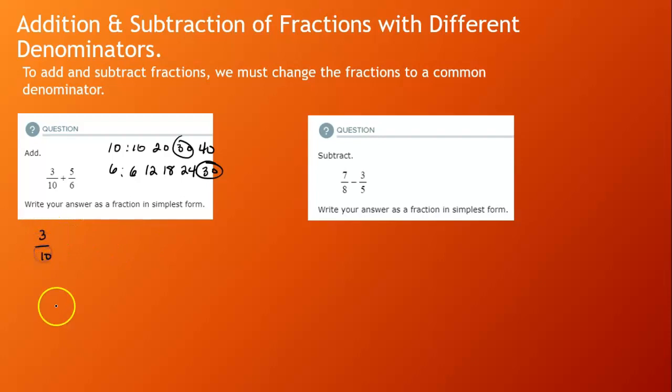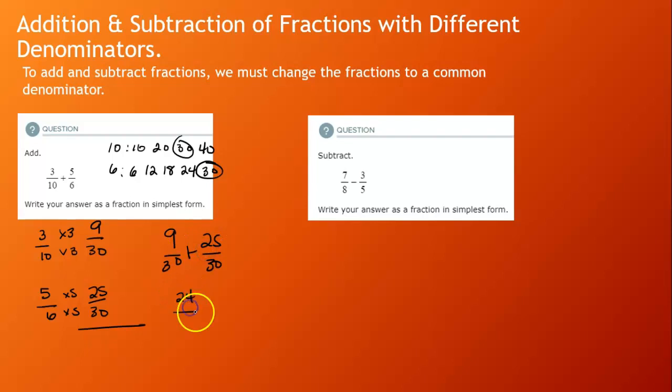So now we're changing 3/10 and 5/6 into a common denominator of 30. Whatever you multiply the denominator by is what you multiply your numerator by. 10 times 3 is 30, so 3 times 3 is 9. 6 times 5 is 30, so 5 times 5 is 25. Pay attention to whether you're adding or subtracting. In this case, they're asking us to add. So if you want to rewrite this, it's 9 over 30 plus 25 over 30. 9 plus 25 is 34, and that's 34 over 30.